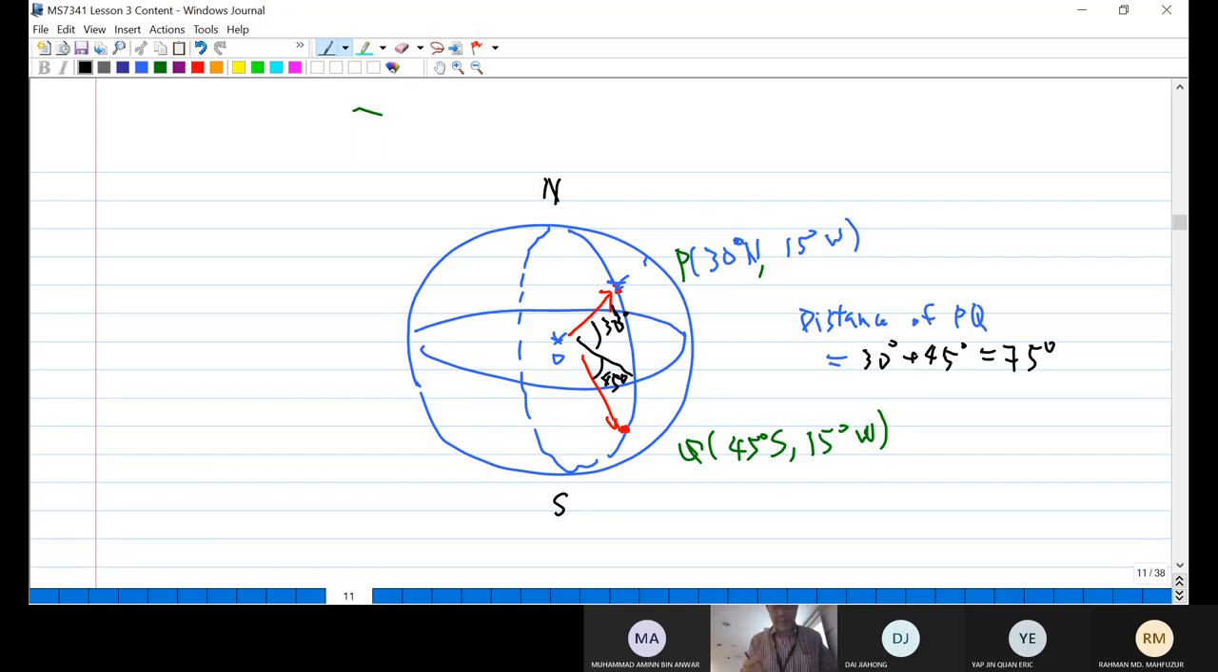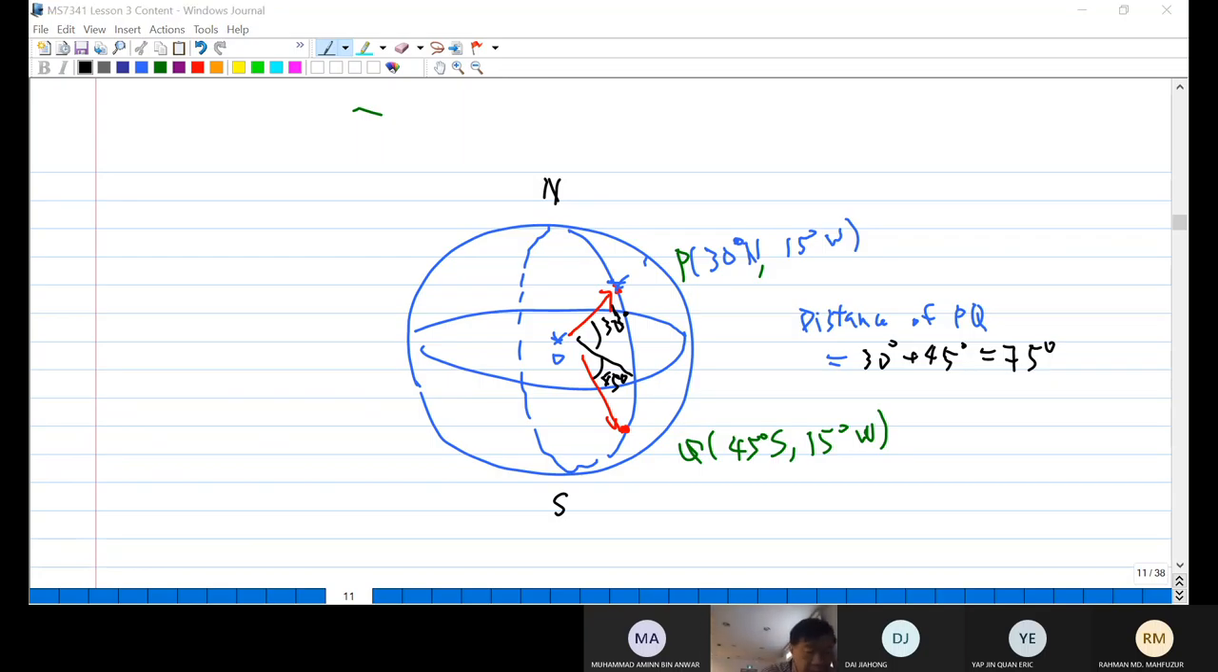So this is just an introduction of spherical triangle. So let me WhatsApp this page to you, then we pause a while first.